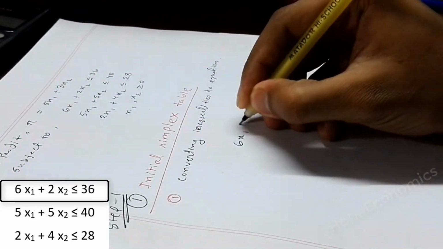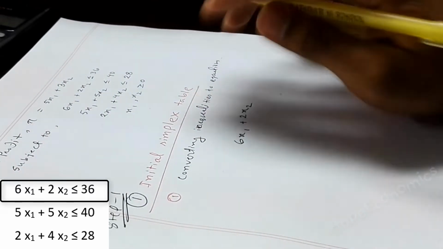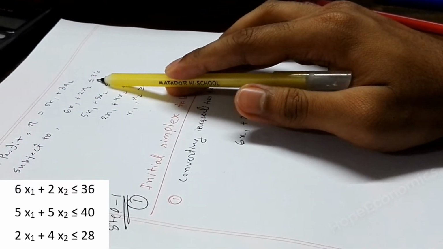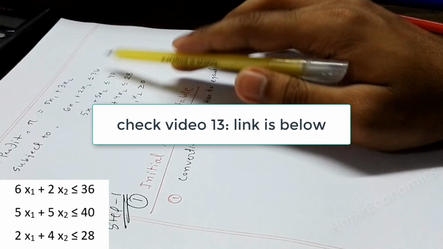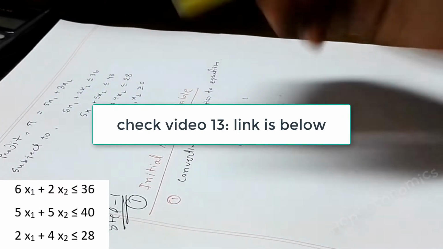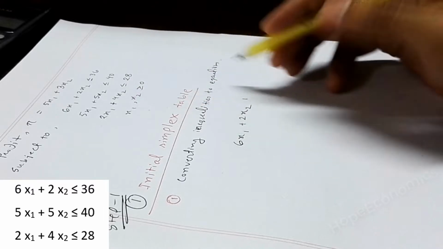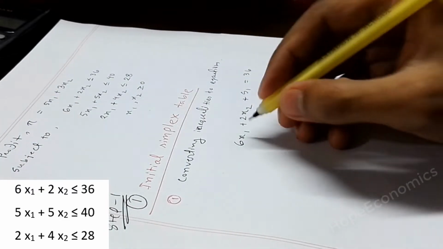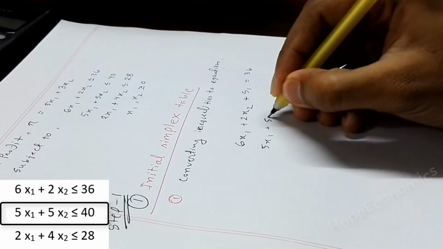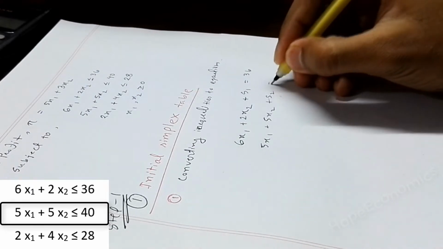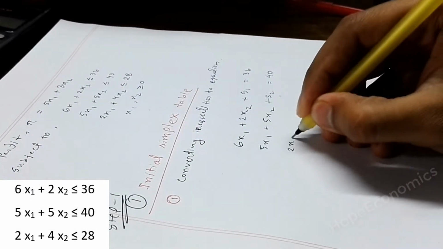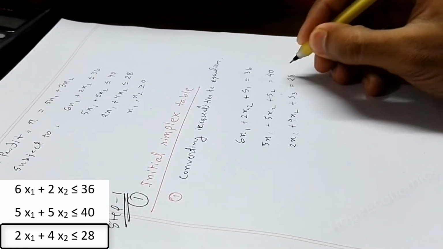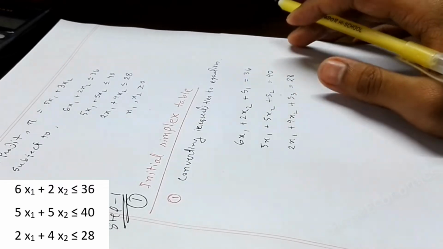So the first one, watch the screen, I'm showing you x2 as this is the first one. We said in our video number 12 what we add in this case. Obviously we are using slack variables as it's a less than or equal to, so we add s1 is equal to 36. Same for the second one, 5x2 plus s2 equal to 40, and 2x1 plus 4x2 plus s3 is equal to 28. This is our converted equations.